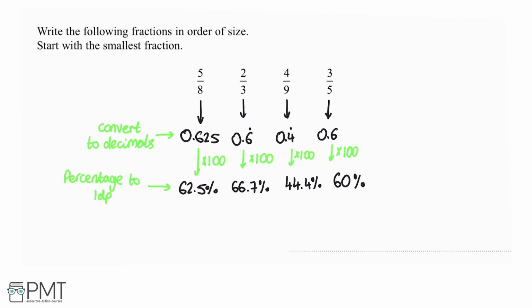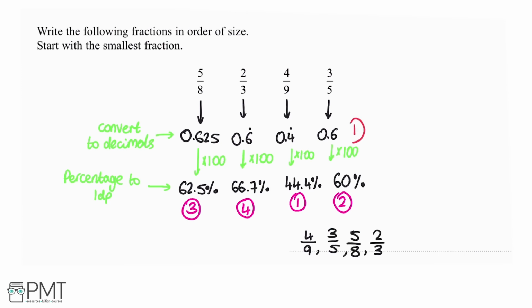So we can see the smallest one is 44.4. And then the next one up is this one, 60%. Then this one, 62.5. Last but not least, 66.7. So I'm going to write it in that order, but referring to the fractions up here. So we'll have 4 over 9, 3 over 5, 5 over 8, and 2 out of 3.